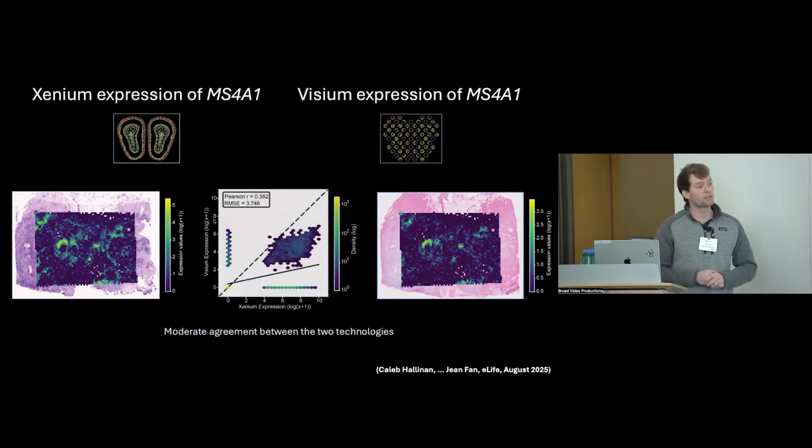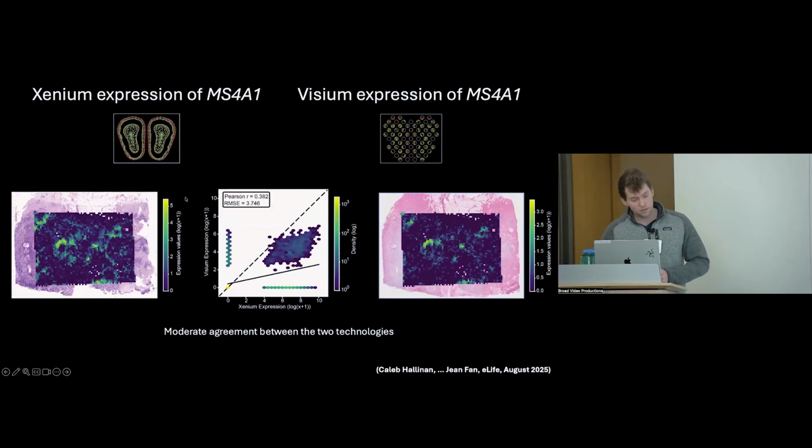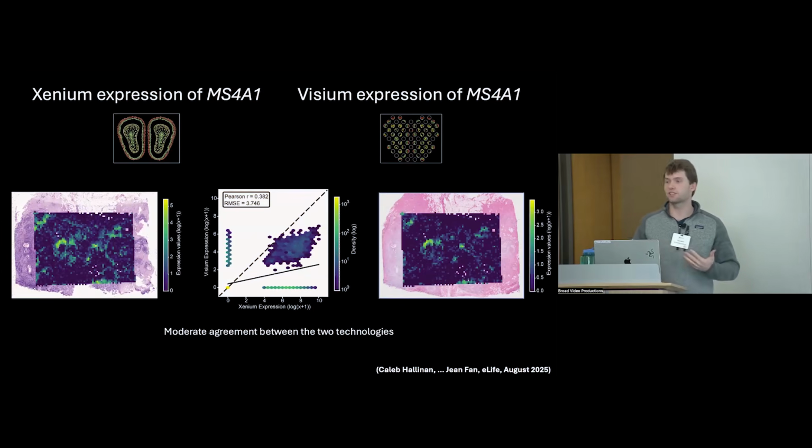And we can do this correlation analysis and see that it has a pretty moderate agreement. This is patch-level correlation. You can see our Pearson R is 0.382 and our RMSE is relatively low at 3.746. So I'd say this is a good example of a gene.